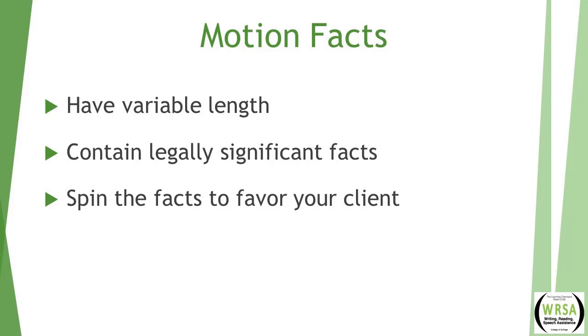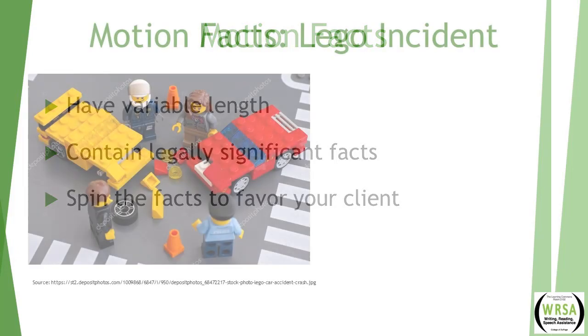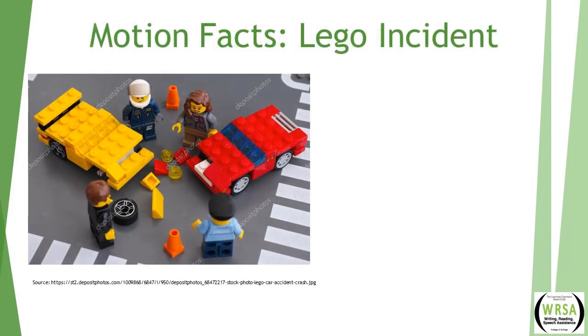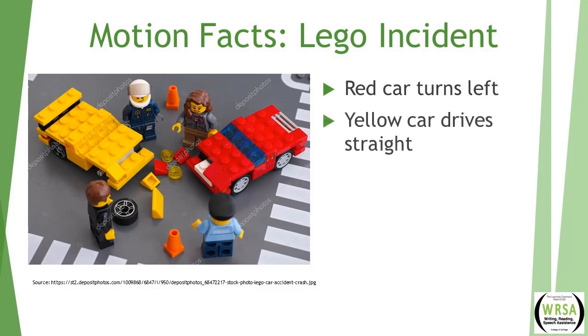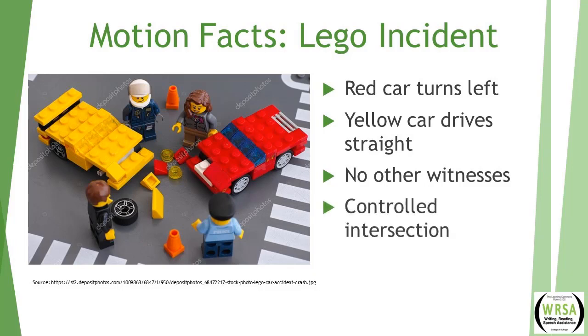All right, let's take a look at a real case. There was a real car accident that involved two Lego cars, right? So the red car was turning left, while the yellow car was driving straight. There are no other witnesses, but this is a controlled intersection. For those of you that aren't familiar with the phrase controlled intersection, that just means there was a stoplight or a stop sign or something that controls the traffic. We'll go ahead and presume that it was a stoplight. So think about how to spin the facts to support the plaintiff's case.